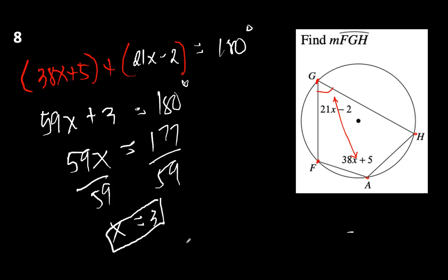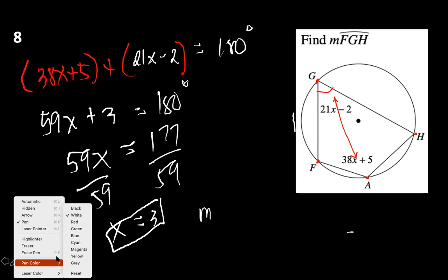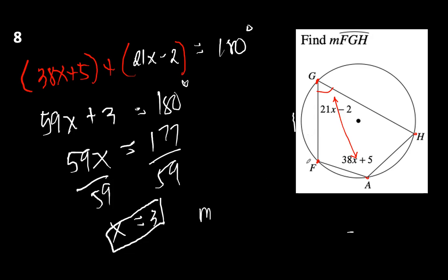But it doesn't really mean that whenever you solve, the value of x or any variable is always a whole number. It could be any number. It could be a fraction or a very big fraction, okay? So therefore x is equal to 3, and we're going to solve for the measure of the arc. We're solving for the arc FGH. Sorry for that. You really need to be very careful in analyzing the given and also the question.